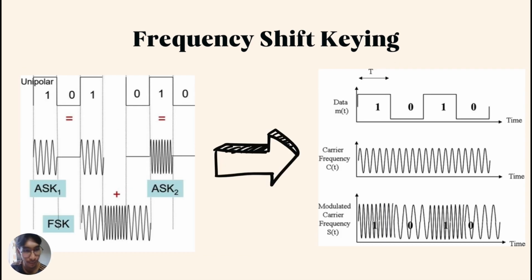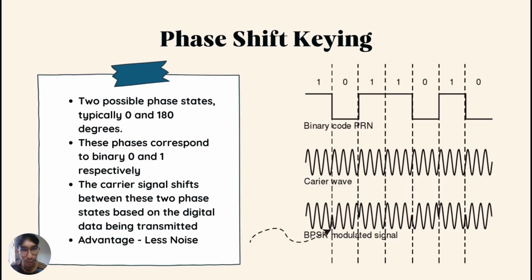And you can see here, the ASK signals are added up to form a continuous FSK signal, as you can see here. So now we're going to phase shift keying.